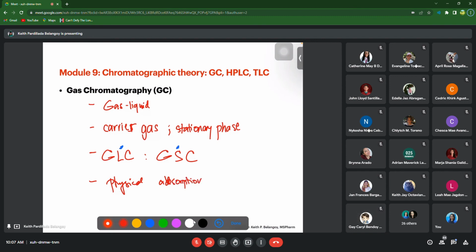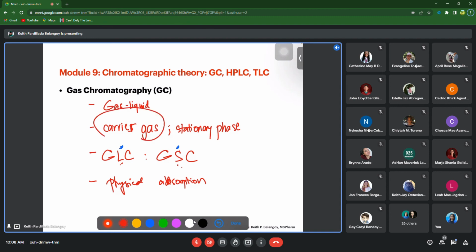Very good for mentioning the two types of gas chromatography, your liquid and your solid. Very good also for saying that even though liquid and solid, the mobile phase remains gas. That's one of the beauties of your GC, gas chromatography, where the mobile phase is gas, called the carrier gas. So definitely it's moving. It is the mobile phase because it is the carrier gas.